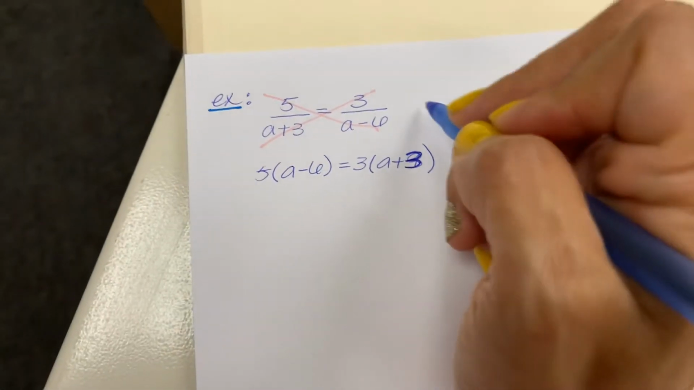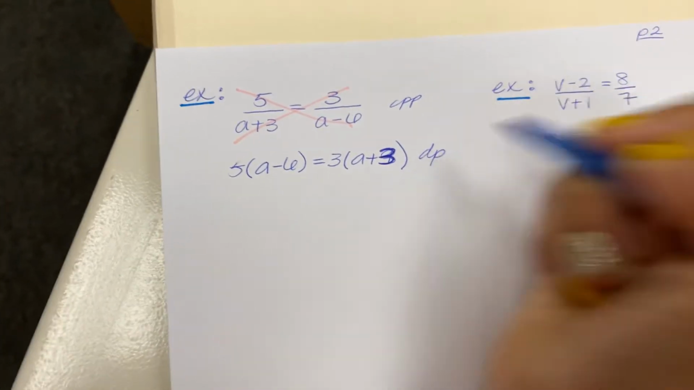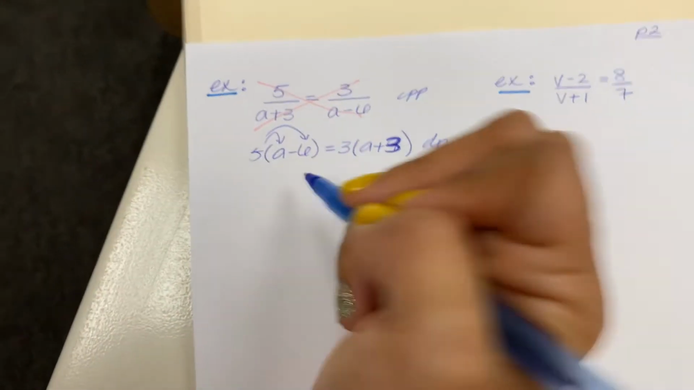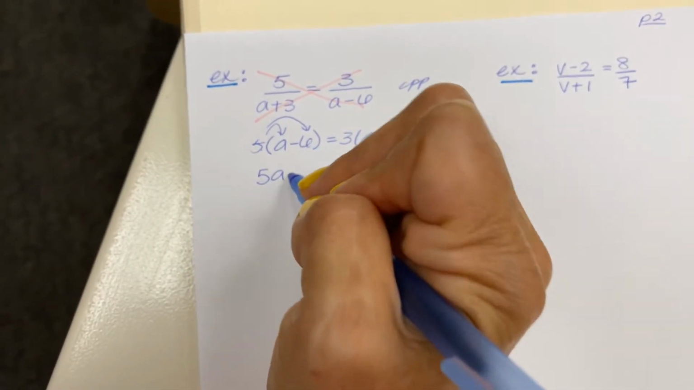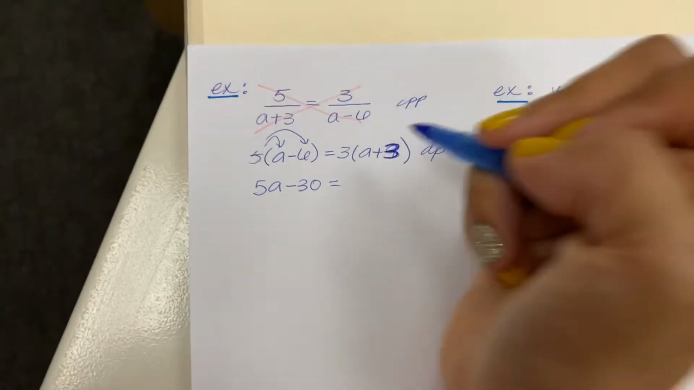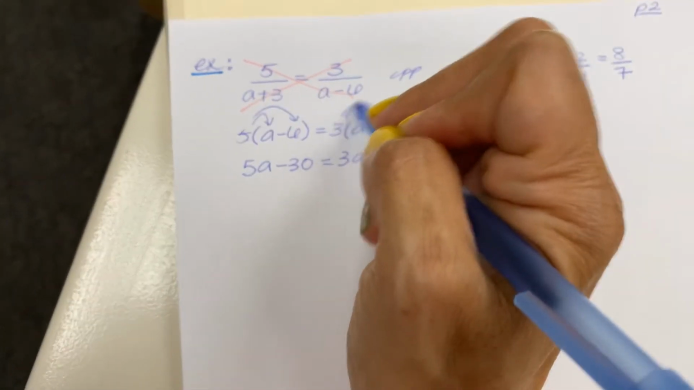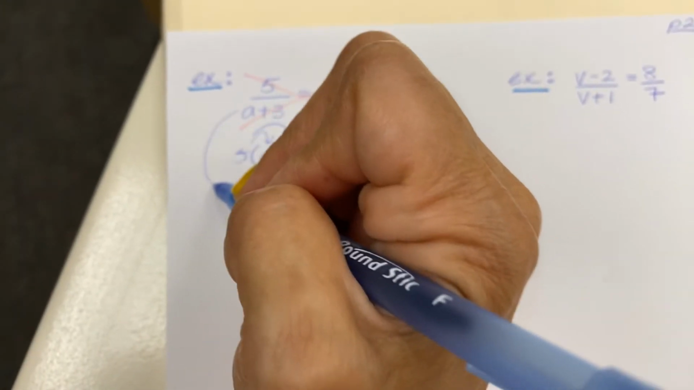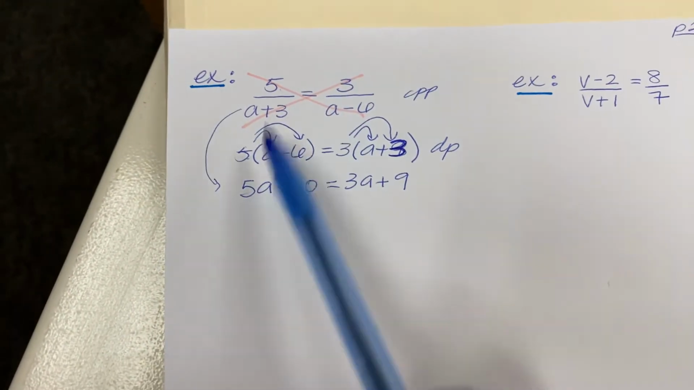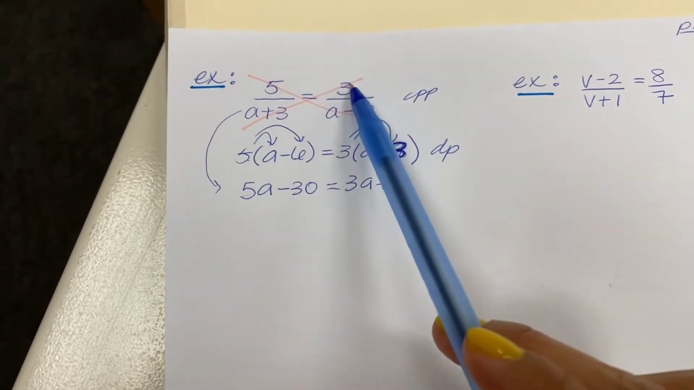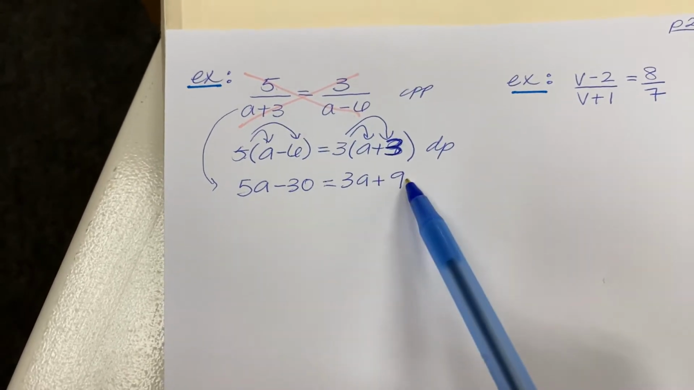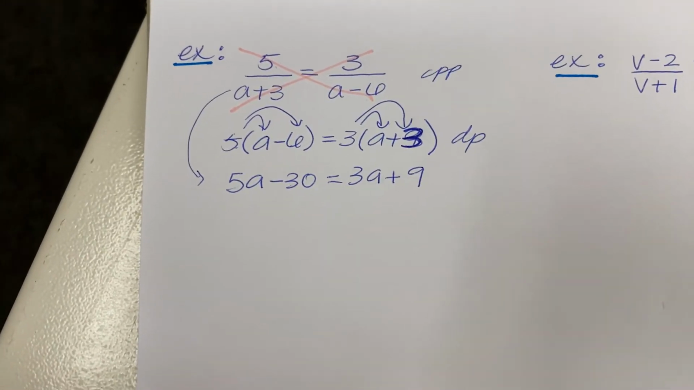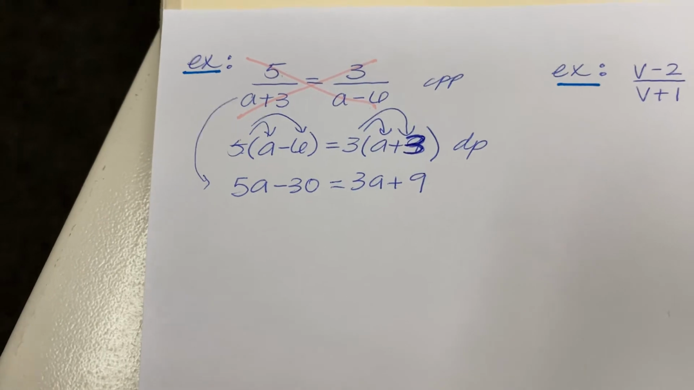So this was the cross product property. Now we're going to go into the distributive property. You need to distribute that 5. So 5 times a is 5a, 5 times negative 6 is negative 30. 3 times a is 3a, 3 times 3 is positive 9. So for those of you that wanted to go straight over, yeah, you could. This step you can skip if you really get it. That's an understandable skip.